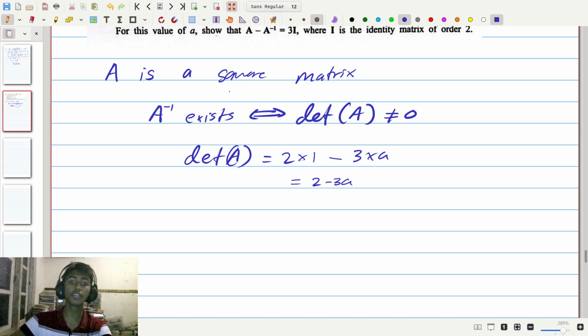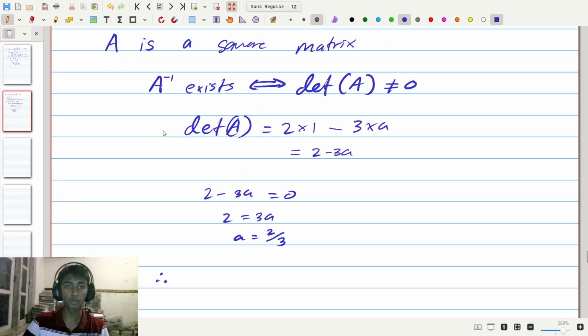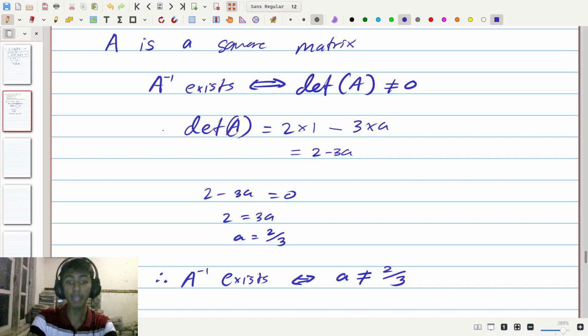Now, in order for this to not be equal to 0, we consider 2 minus 3a equals 0, which implies that 2 is equal to 3a, which implies that a is equal to 2 over 3. So therefore, we can say that a should not be equal to 2 over 3. Therefore, A inverse exists if and only if a is not equal to that value which gives us 0, which is 2 over 3. So therefore, the A inverse matrix exists if and only if a is not equal to 2/3.